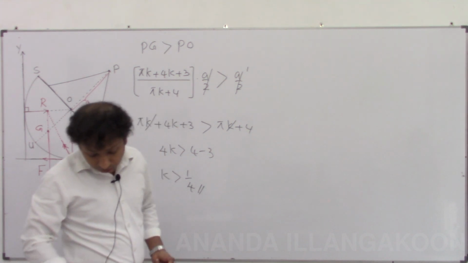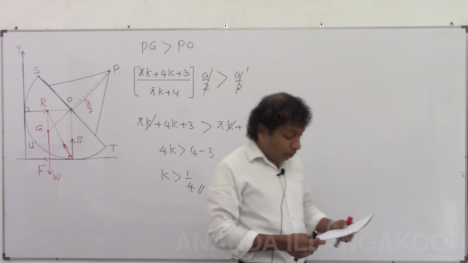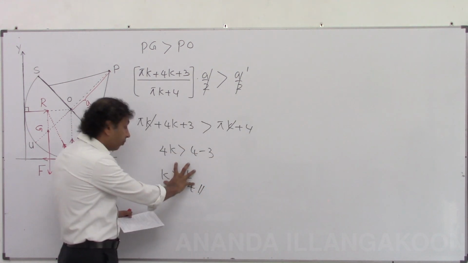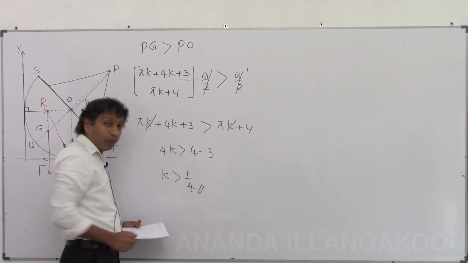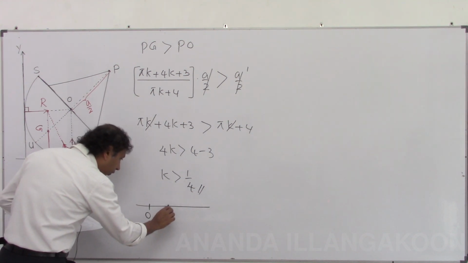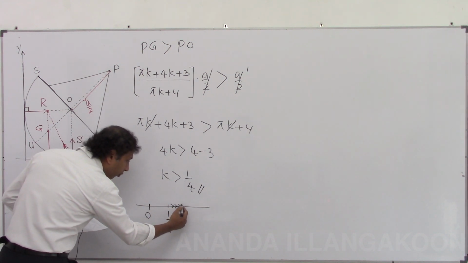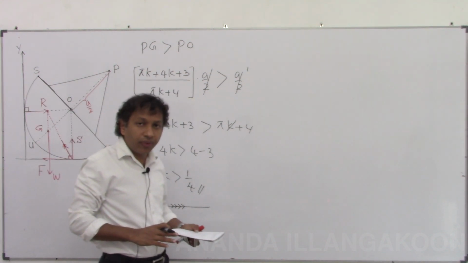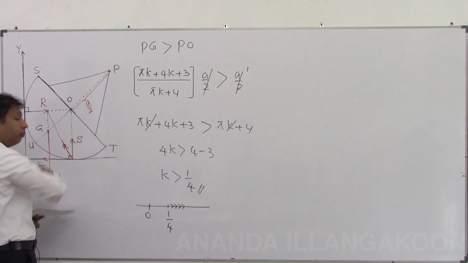Now, we are given another one. What's that? That is this. Now let k equals 1. By this answer, we have to understand something. If this k is greater than 1 upon 4, on the number line, if I mark 0 here and 1 upon 4 here, for any value of k which is greater than 1 upon 4, the center of gravity lies between O and U.